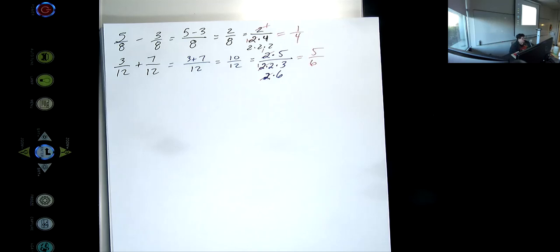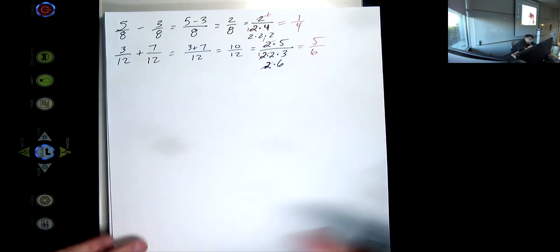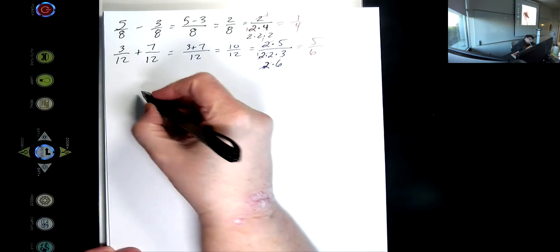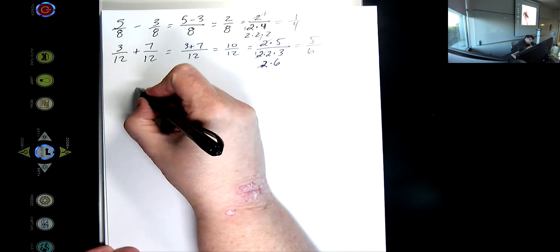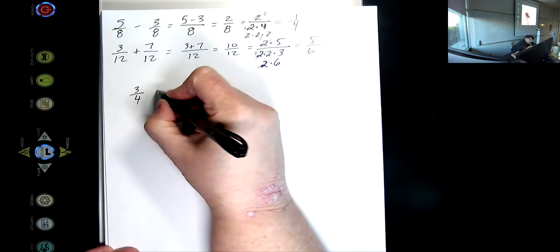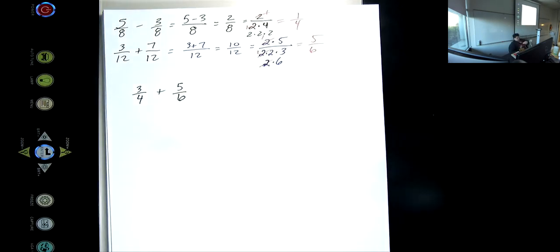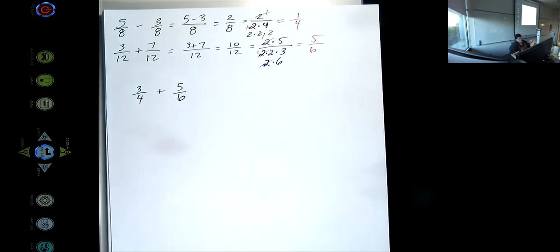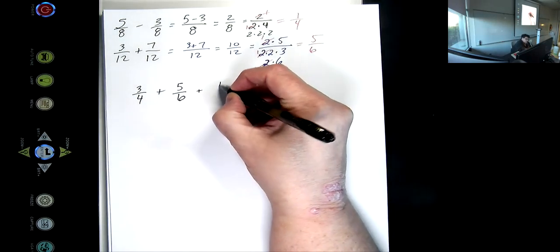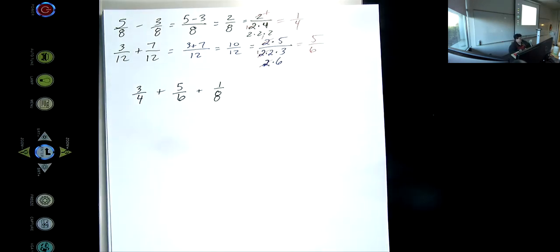All right, so what do we do when they don't look alike? We're going to make this go big. So let's say we want to add together 3/4 and 5/6. I'm going to do another one because a lot of people just tell you to multiply through by the other denominator, so that's not great. Let's do something else. Let's add in 1/8.